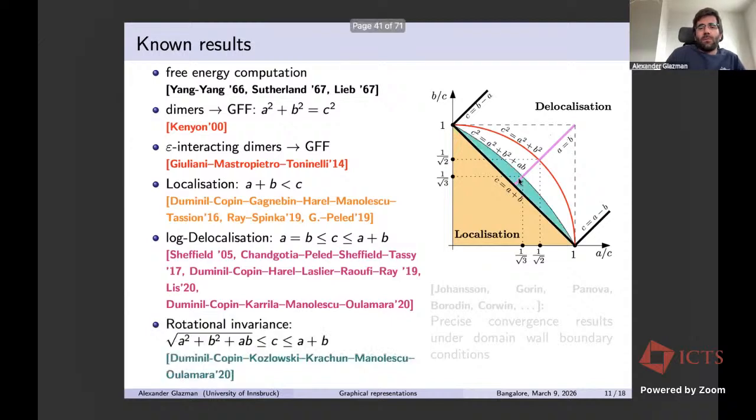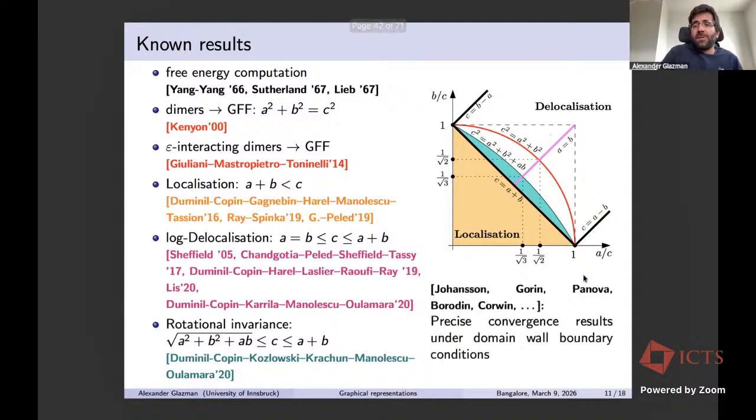And moreover, a very strong result, which was also discussed last week in their mini course, is rotation invariance. So in this turquoise part of the diagram, rotation invariance was proven. And soon this will be used to get their GFF convergence, which we're all looking forward to.